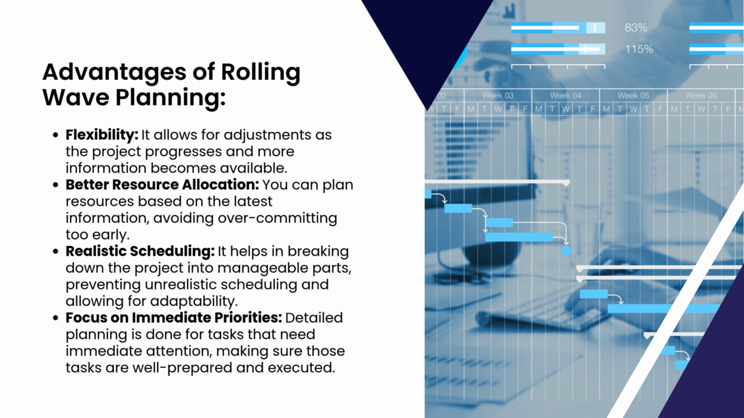Advantages of rolling wave planning are: flexibility. It allows for adjustments as the project progresses and more information becomes available. Better resource allocation. You can plan resources based on the latest information, avoiding overcommitting too early. Realistic scheduling. It helps in breaking down the project into manageable parts, preventing unrealistic scheduling and allowing for adaptability. And focus on immediate priorities. Detailed planning is done for tasks that need immediate attention, making sure those tasks are well prepared and executed.